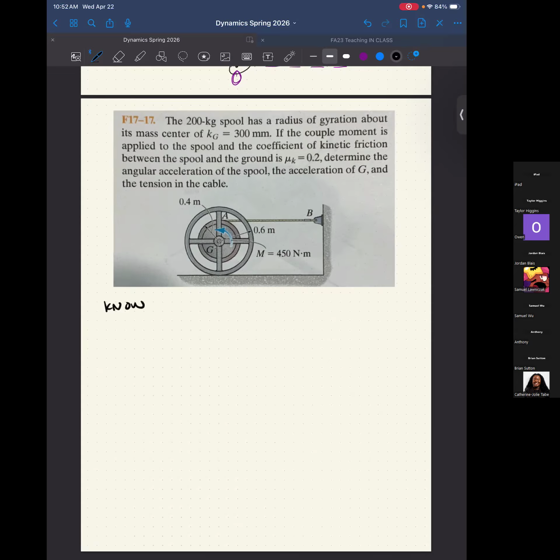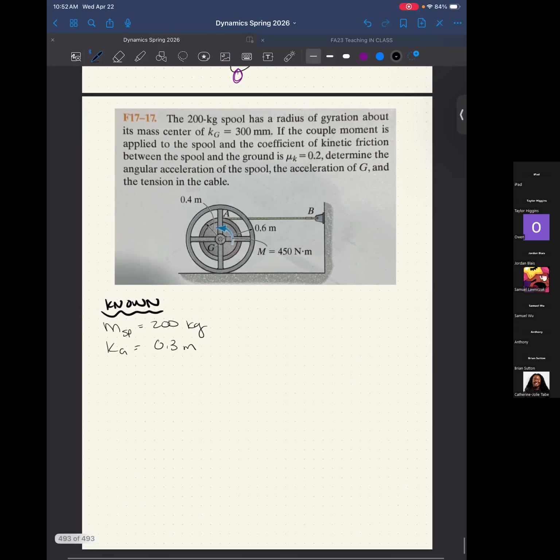When you solve for tension in the x direction, you get T is 200 a G plus 392.4. I assume that's 0.2 times 9.81 times 1960. Yep. And then for the moments equation, did you plug the tension in for that? The very first thing I did for the moments equation is 450 minus tension times 0.4 minus friction force times 0.6 equals 18 alpha. Okay, because I was confused about that as well.